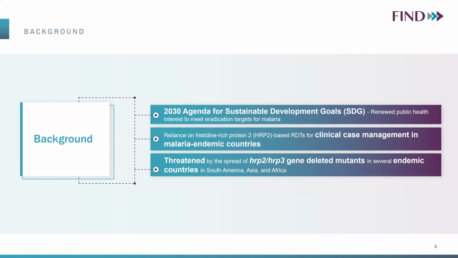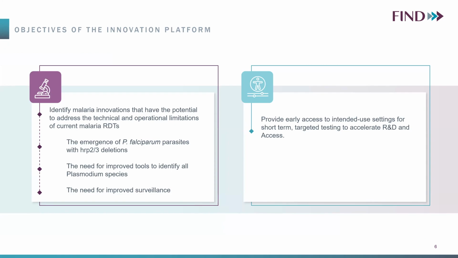Thus, the innovation platform seeks to identify novel malaria tests that can address these challenges, which I mentioned before, in addition to improving on the tools to identify Plasmodium species in general, as well as the need for improved surveillance. And importantly, we also hope to provide early and direct access to intended use settings for short-term targeted testing to accelerate research and development and access.